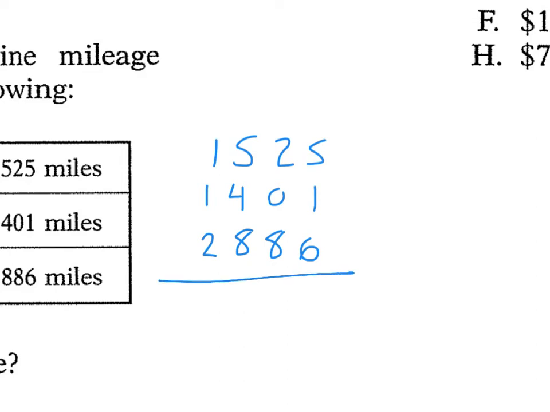Starting with the first column, 5 plus 1 plus 6 is 12. 2 plus 0 plus 8 plus 1 would be 11. 5 plus 4 plus 8 plus 1 would be 18. And 1 plus 1 plus 1 plus 2 would be 5. So we have 5,812.